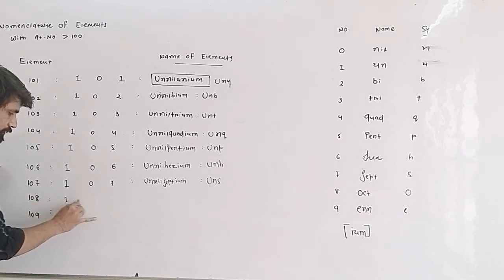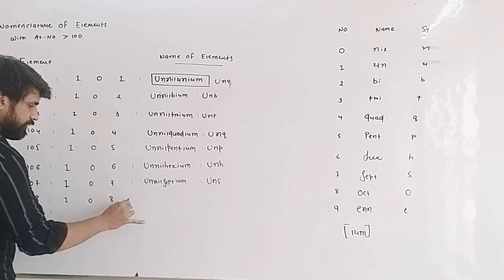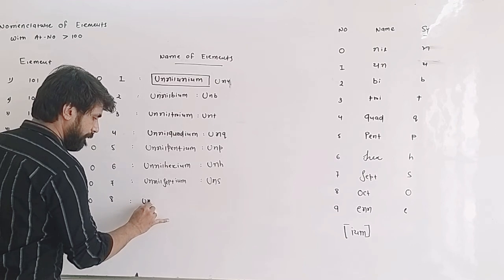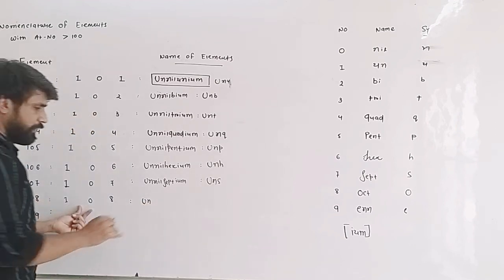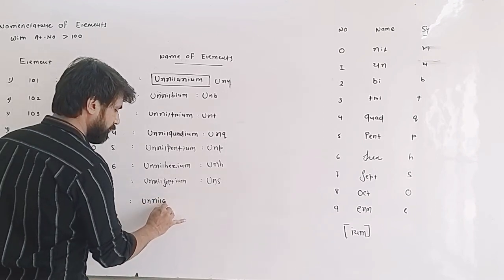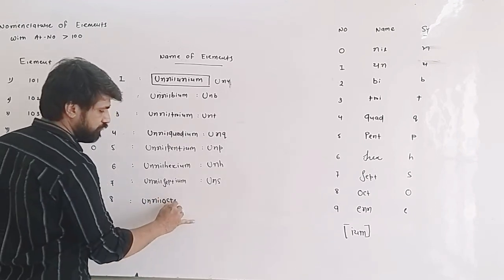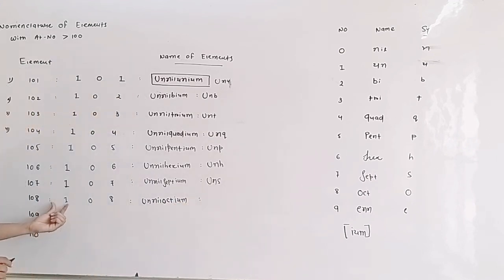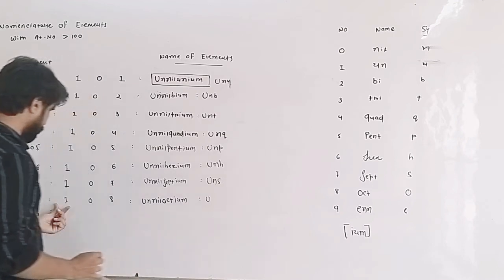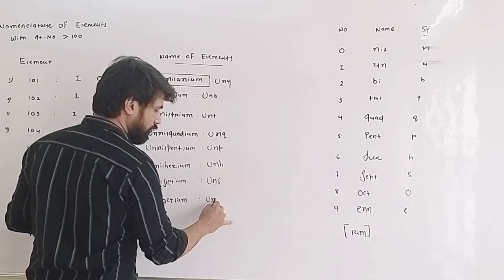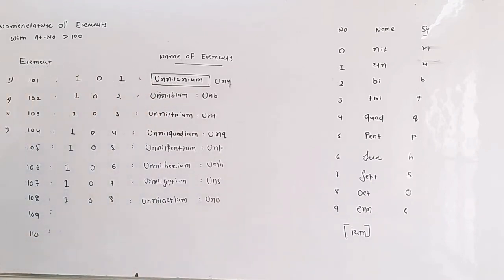108. 1, 0 and 8. Okay? 1 means un. 0 means nil. 8 means oct. So oct, and the last one is ium. What is the symbol? 1 means U, 0 means N, 8 having the symbol O. U, N, O. Is it okay? So UNO.